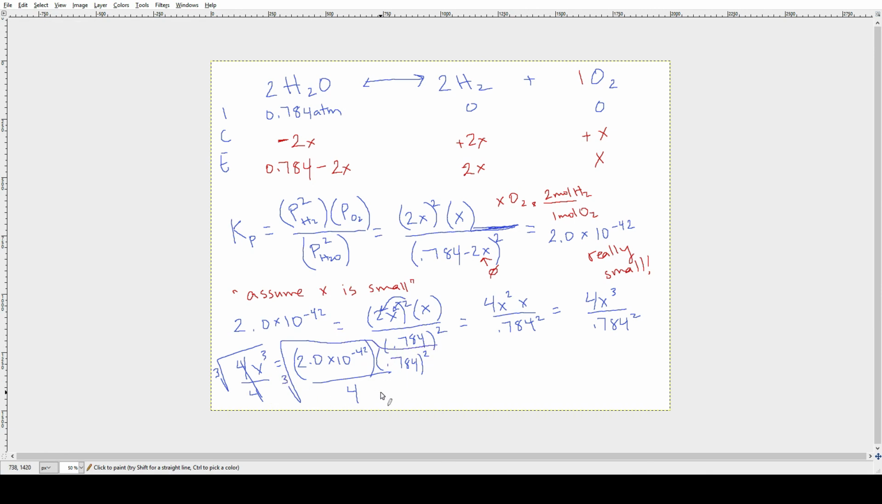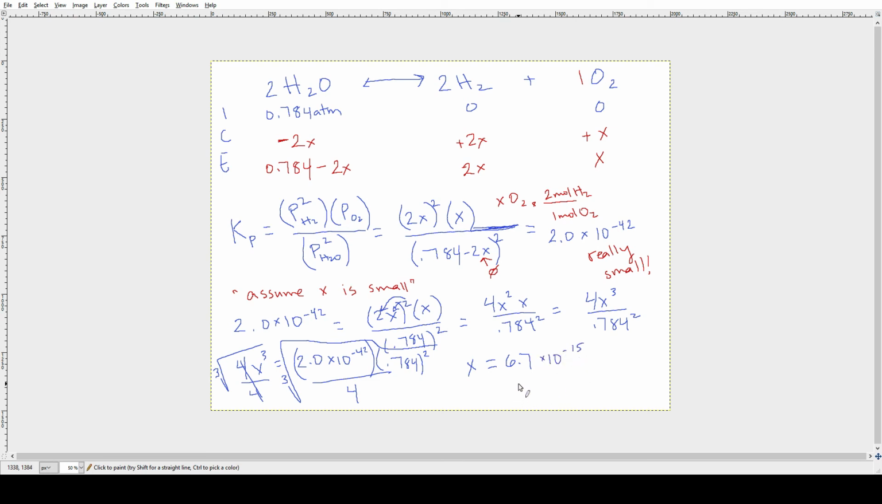You can access the cube root on your calculators through the math key on most of them. Some of them might have a shortcut. Mine is just through the math key. So you should end up with x is equal to 6.7 times 10 to the negative 15th.